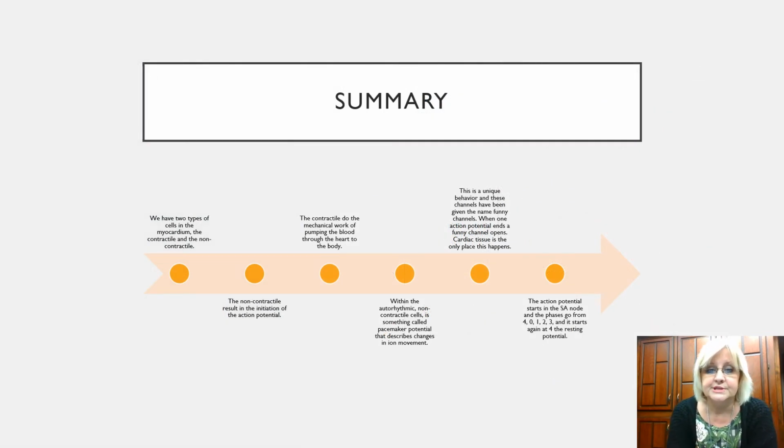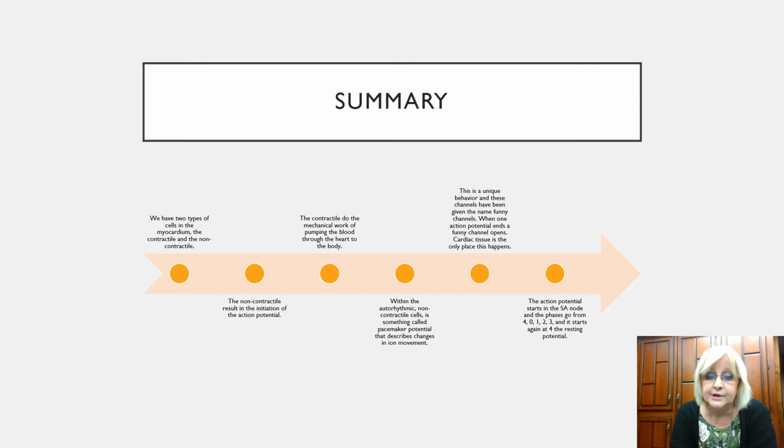So if we just wanted to do a really quick generalized summary, we have 2 types of cells in the myocardium. We've got the contractile and the non-contractile. We said the contractile make up about 99% and the non-contractile make up that other 1%. The non-contractile cells initiate the action potential, and the contractile cells do the mechanical work of pumping the blood through the heart to the body.